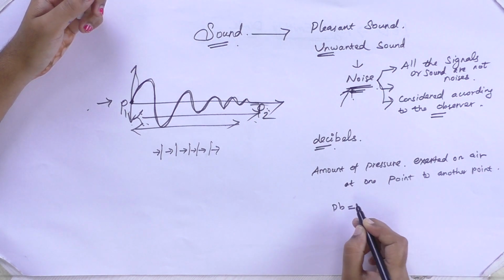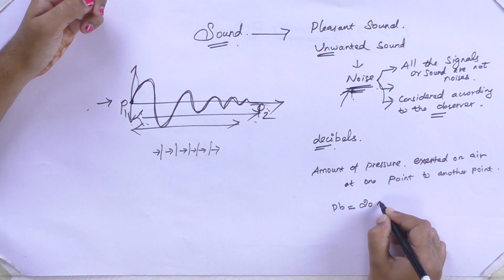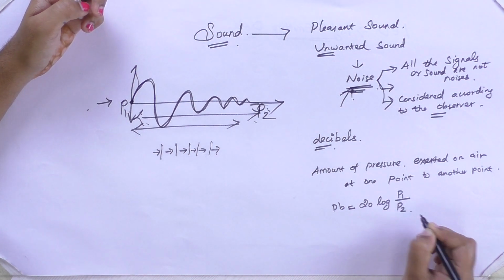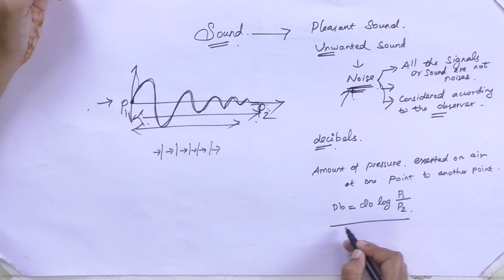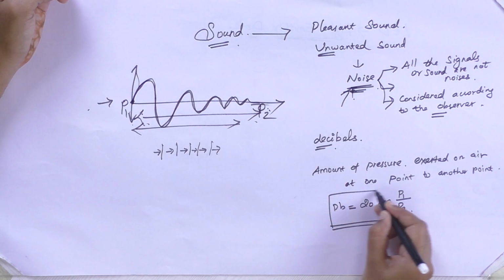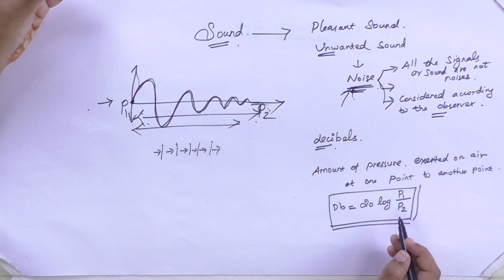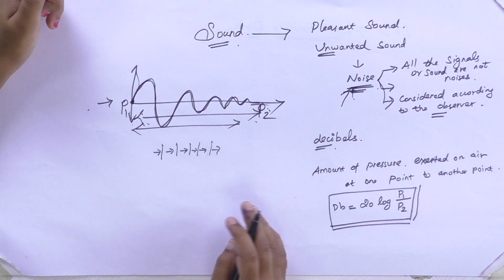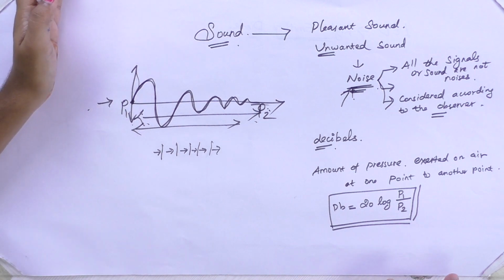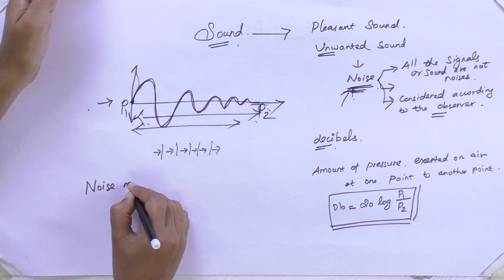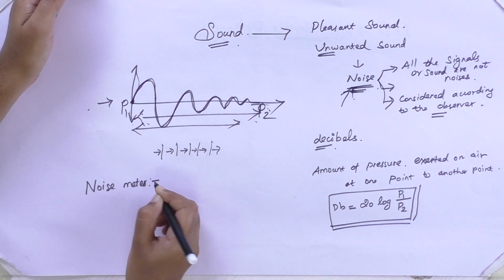So I will calculate noise in terms of decibel, as I said, 20 log P1 by P2. This is how you measure any sound. If it is noise, you measure the noise in terms of decibel. For measuring noise levels, we use a noise meter to measure the sound.